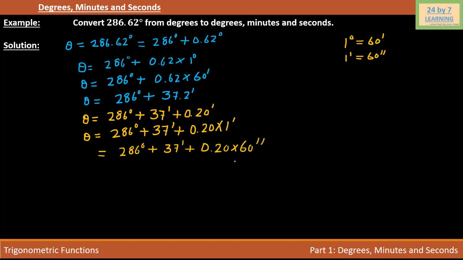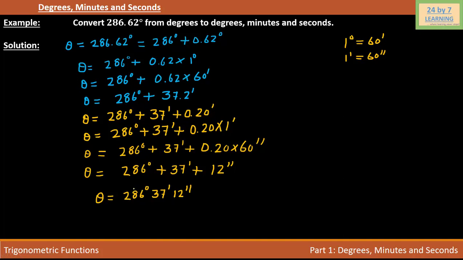Now again, pause the video and multiply, and if you do that, we will get theta is equal to 286 degrees plus 37 minutes plus, if I multiply 0.20 times 60, I will get 12 seconds. Now let's combine all these values of the angle, and if we do that, we will get theta is equal to 286 degrees 37 minutes and 12 seconds.